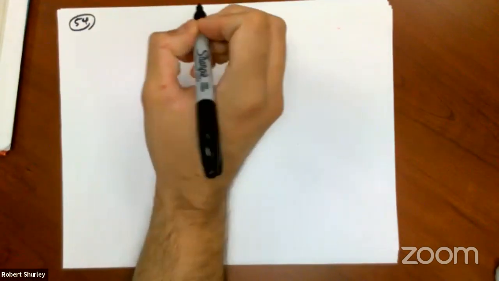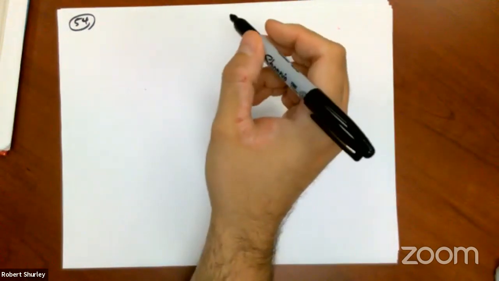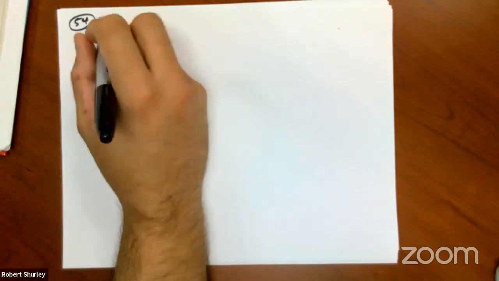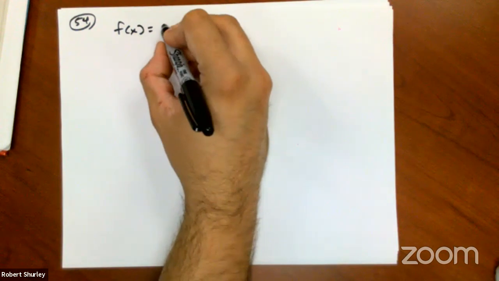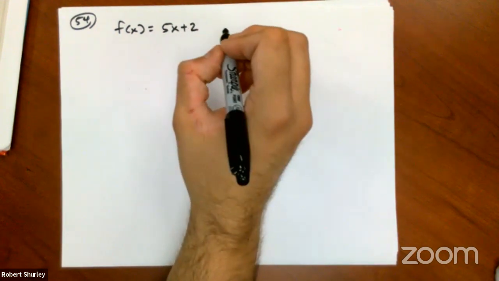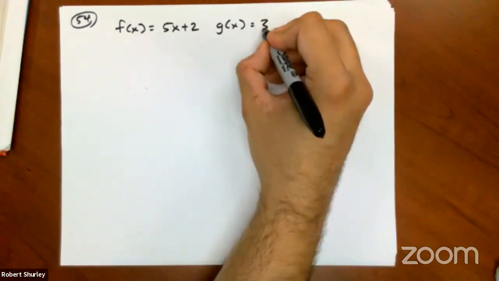I'm going to steal some from the book here, because they go over the number too. Let's say number 54 on page 298. All of these are going to have an ABC component, okay? So 54, the two functions are f of x equals 5x plus 2 and g of x equals 3x minus 4.